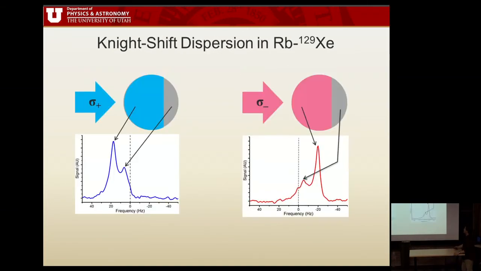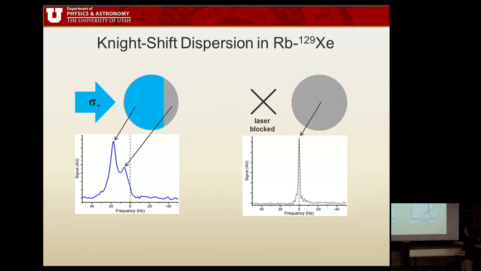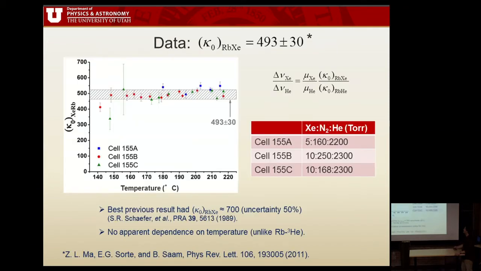We figured it out. Here's the other example. This is why I get ahead of myself. This is why you have the two peaks. So basically, the light just stops polarizing suddenly, and you get zero. And okay, that's the line with the laser blocked. It shows you that it really is the night shift dispersion.